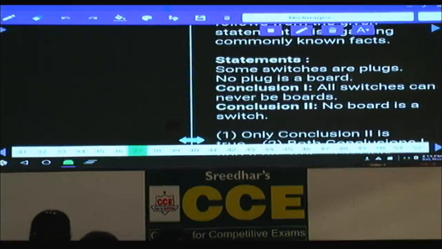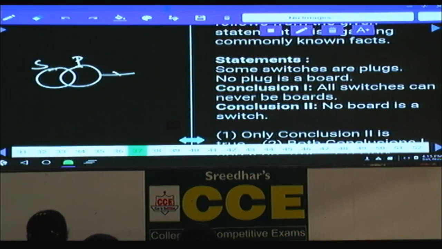In question 37, some switches are plugs. Now these are the switches which are plugs, switch and plug, and no plug is a board, no intersection between plug and a board. Then the first one, all switches can never be, can never be is nothing but a possibility. And the next one, no board is a switch. Board and switch, as of now it is true.